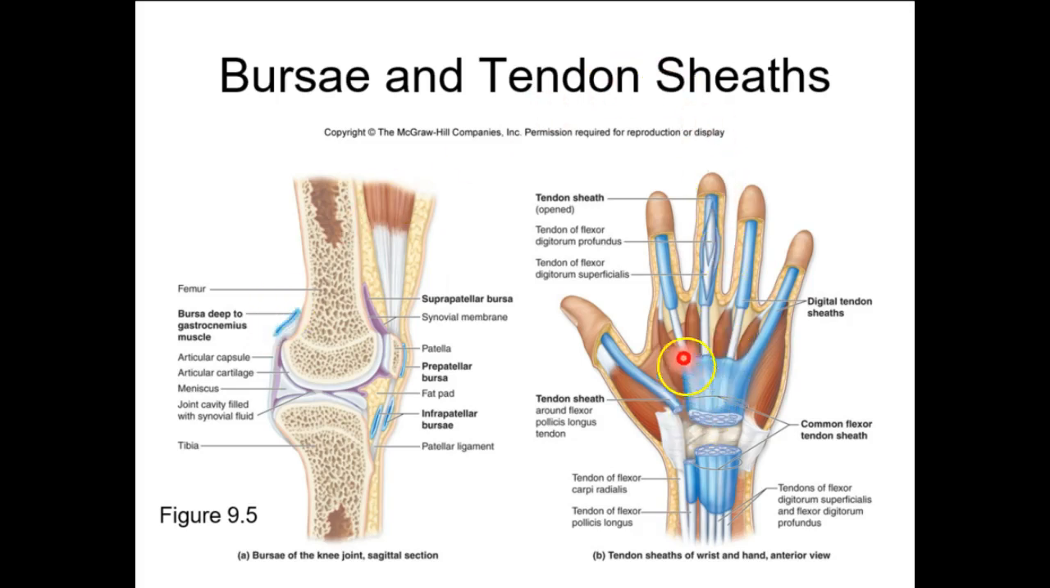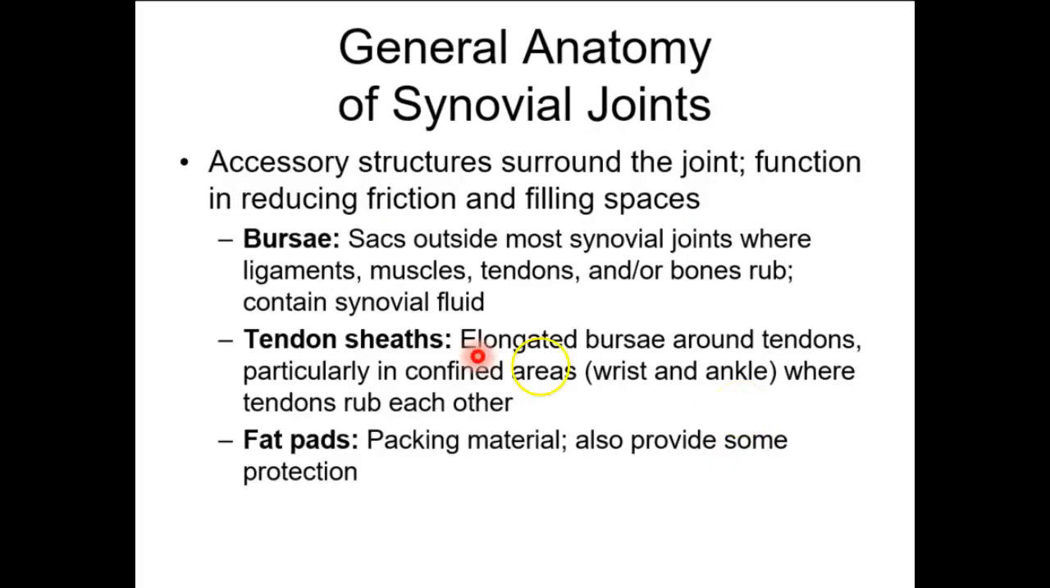Tendinous sheath is going to be similar. It's still an enclosed space of synovium, and it's still there to prevent friction in something that's moving around a lot. So these flexor tendons are sheathed with a tendon sheath as well.